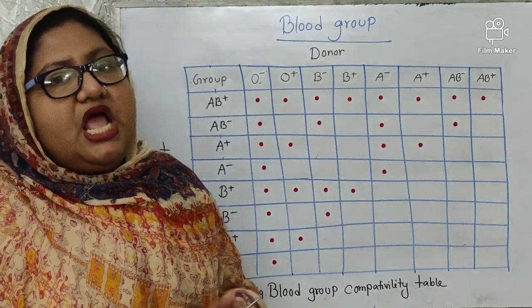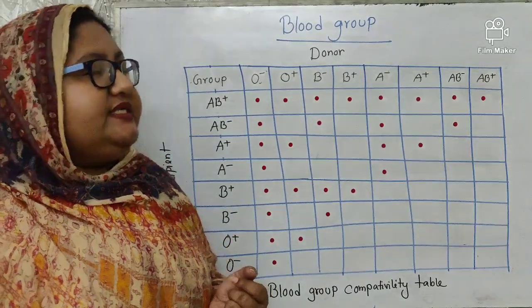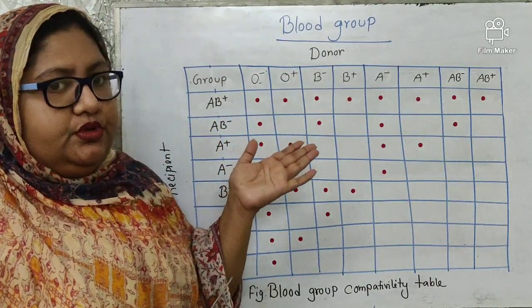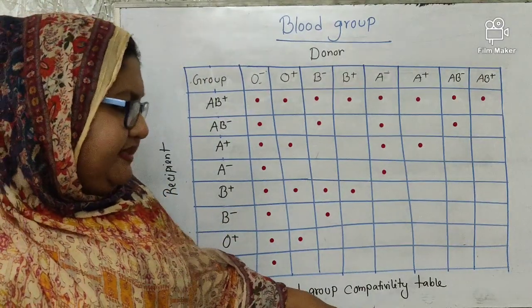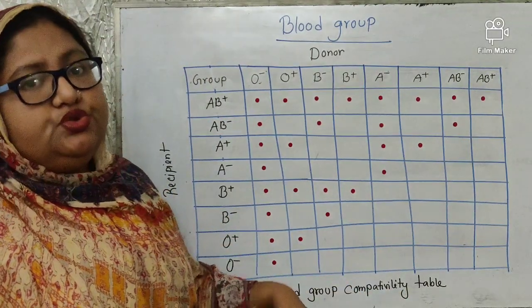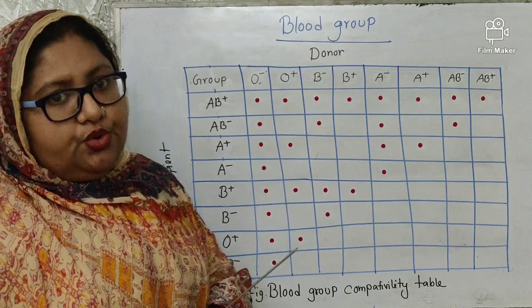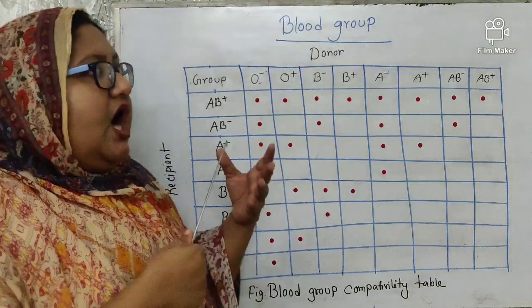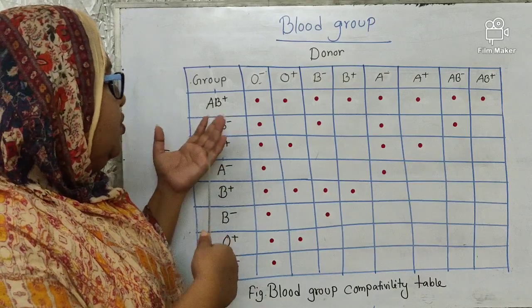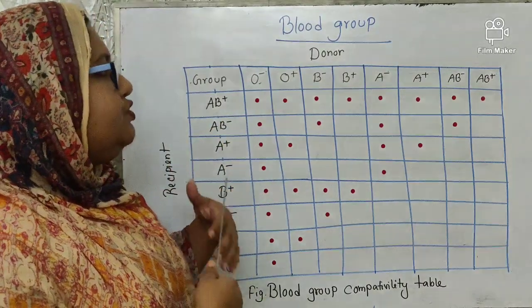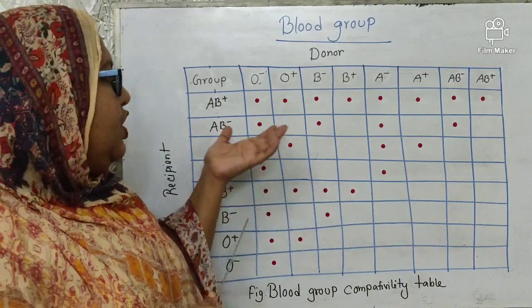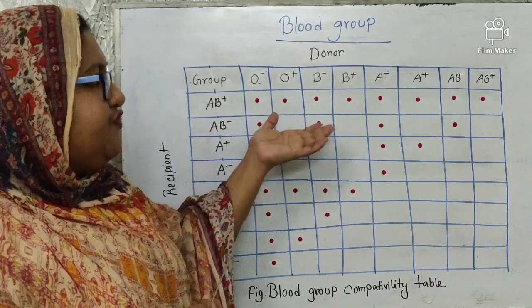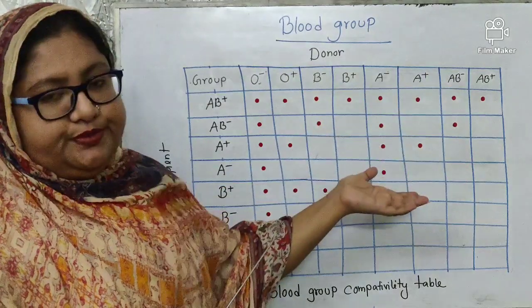My dear students, you have already known what blood group is. Now, I am describing the compatibility table of blood group, through which you can understand who can receive or donate blood to which blood groups, or from which blood groups any person can receive blood. Okay.